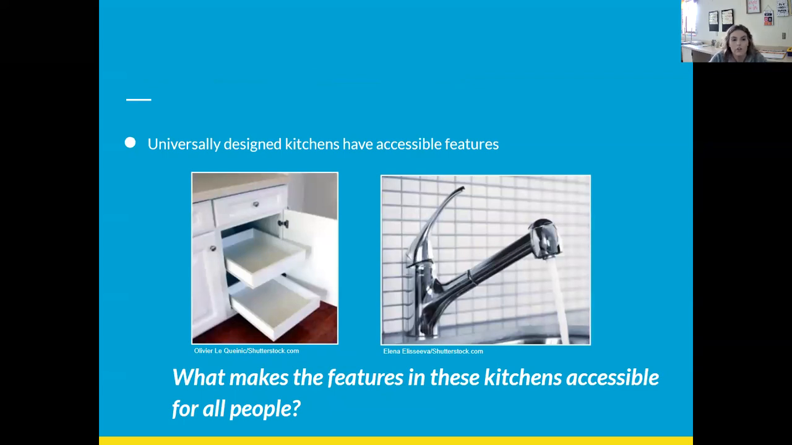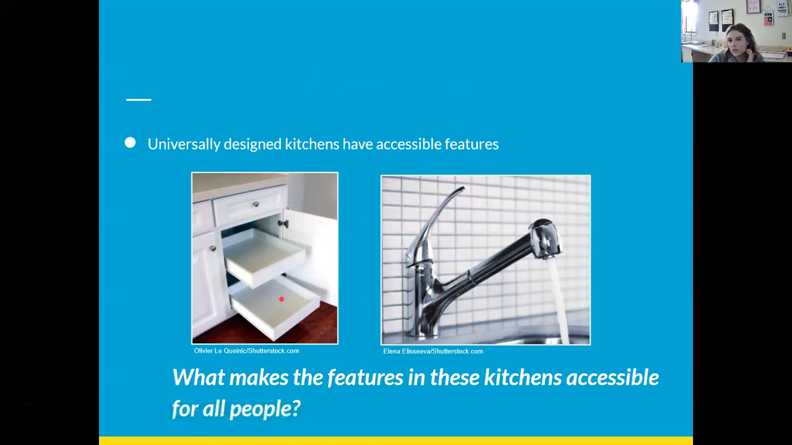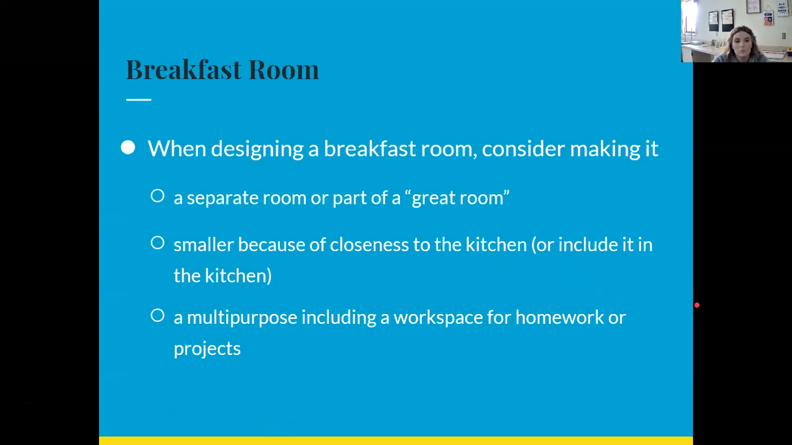So here's just a couple examples. So here's that single lever sink. We don't have a little knob over here and a little knob over here. It's just one single lever. And then here's the pull out things in the cabinets. Another way to do this would just be having drawers that were deeper.